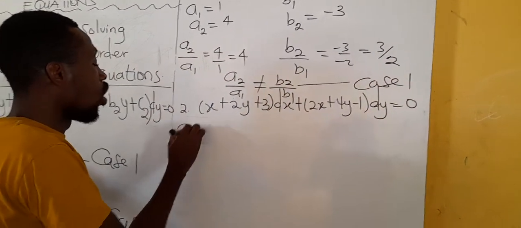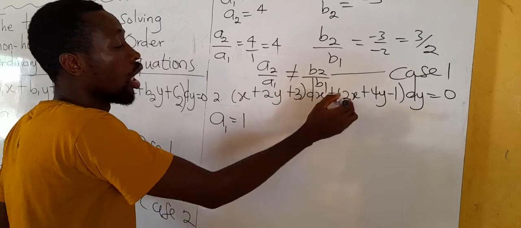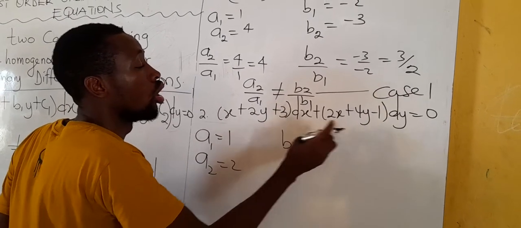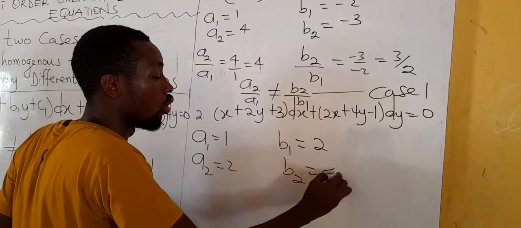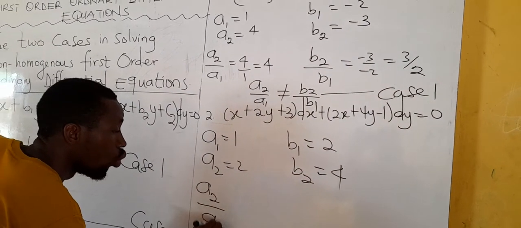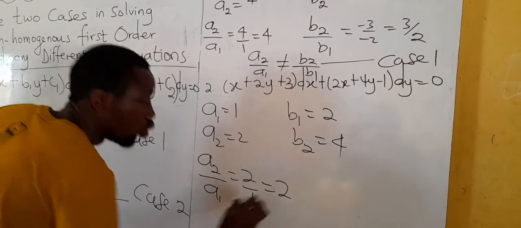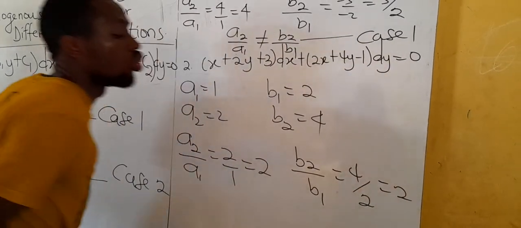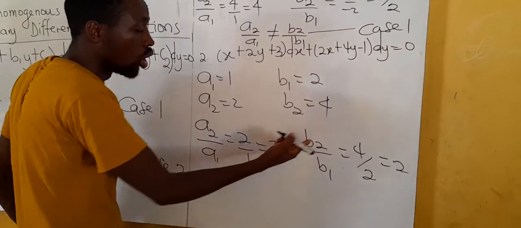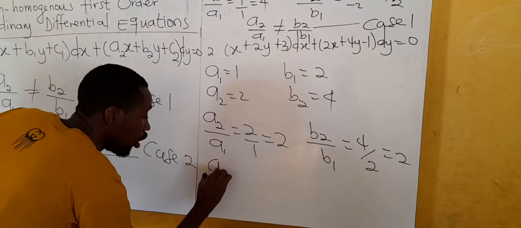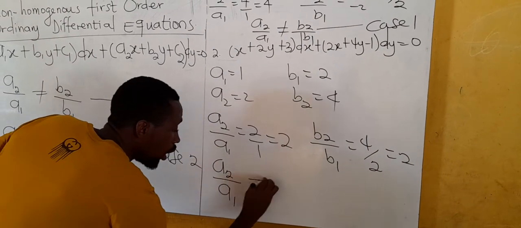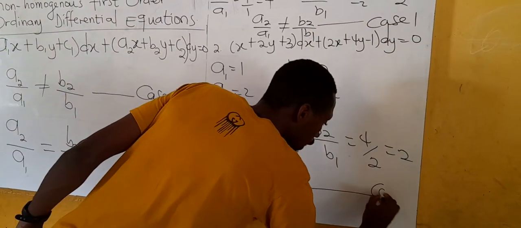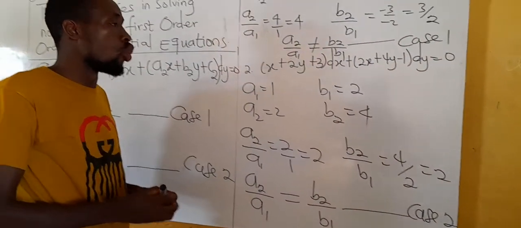Now let's look at the second one. What's our A1 here? It's still 1, and our A2 will be 2. Our B1 is 2 and our B2 is 4, right? So our A2 over A1 will be 2 over 1, which is equal to 2. Our B2 over B1 will be 4 over 2, which is equal to 2. So we can realize that A2 over A1 is 2, and B2 over B1 is also 2. Well, we can say that A2 over A1 is equal to B2 over B1. Since it is equal, it's case 2. I hope you were able to determine that.